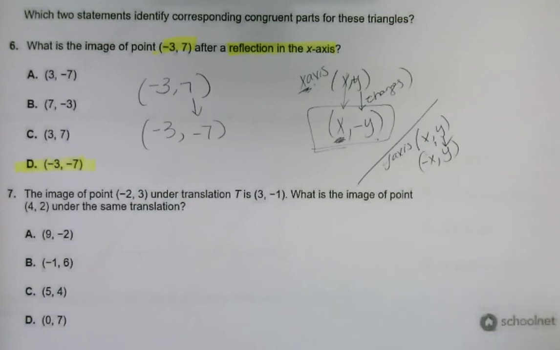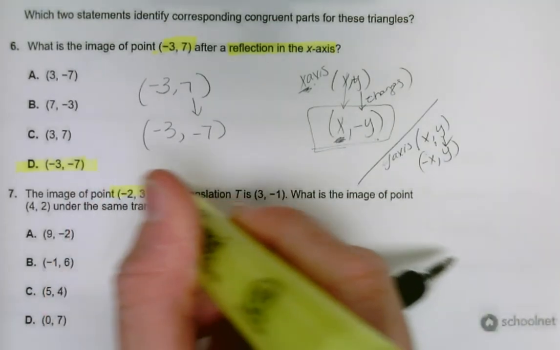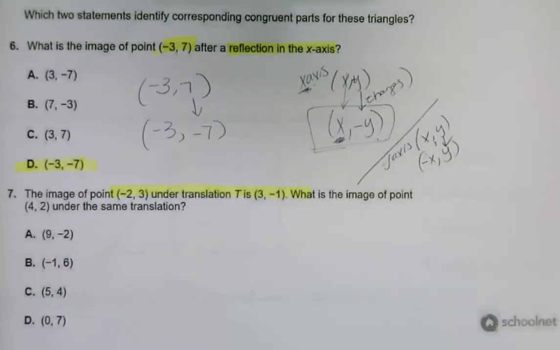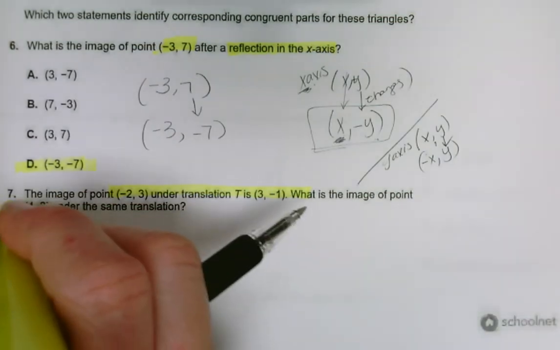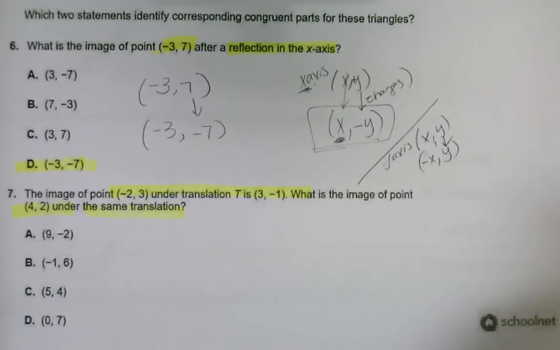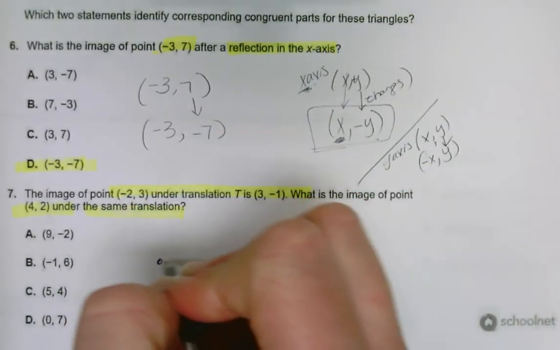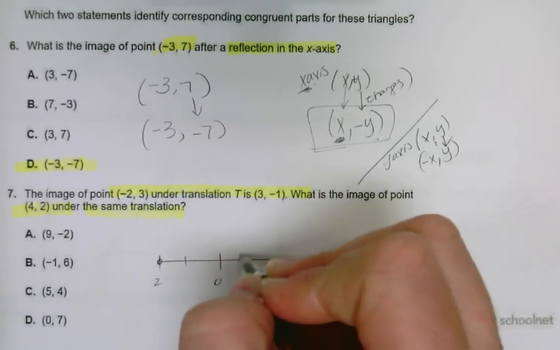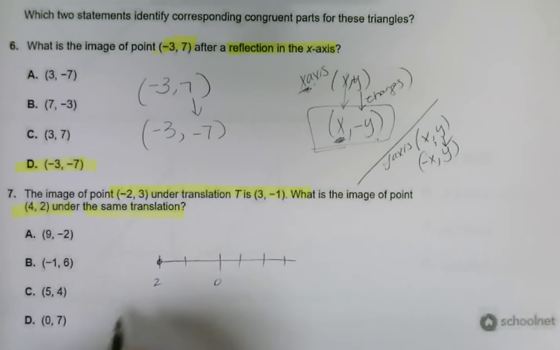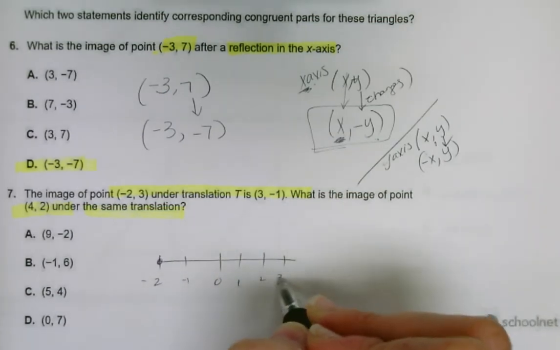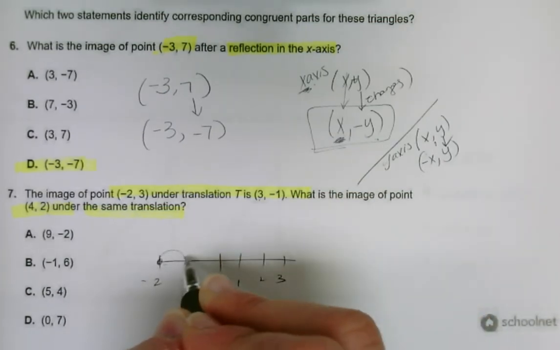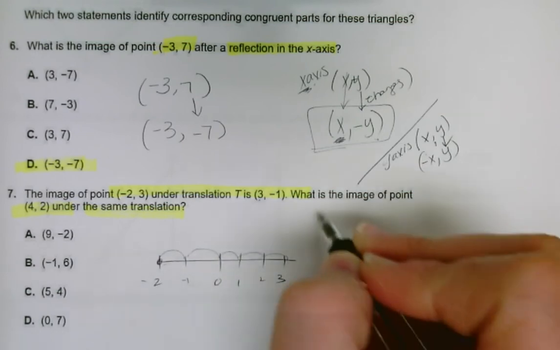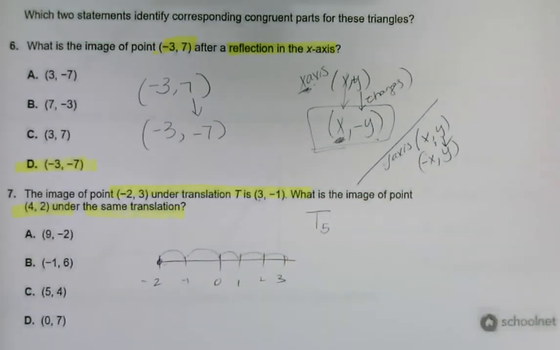The image of point (-2, 3) under a translation of T is (3, -1). What is the image of (4, 2) under the same translation? Well, if I start at negative 2, then just think of like a regular number line. The way that I get from negative 2 to 3 is I go up 1, 2, 3, 4, 5. So I know I had to move 5 spaces to get from negative 2 to 3.